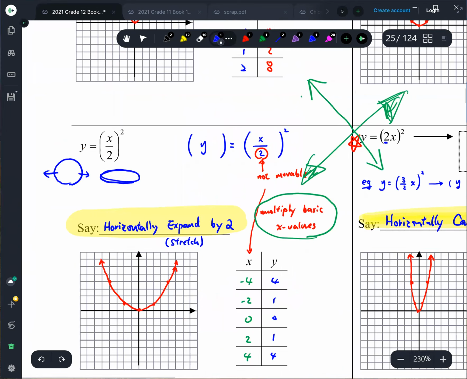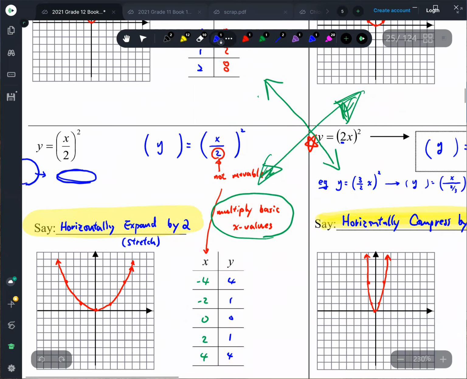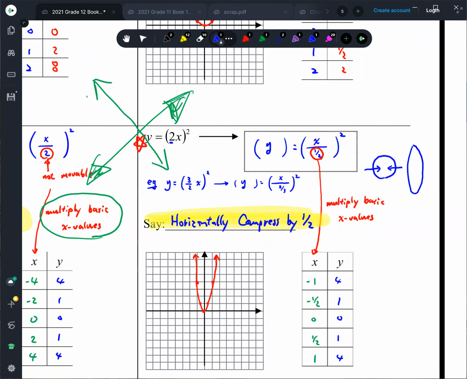This one, however, the 2, you don't need to move it at all. It's already under the x, so horizontal. This one, the 2 is not under, right? So we have to move it under and make it flip, okay? You call that reciprocal. You need to flip the fraction to make it go under.